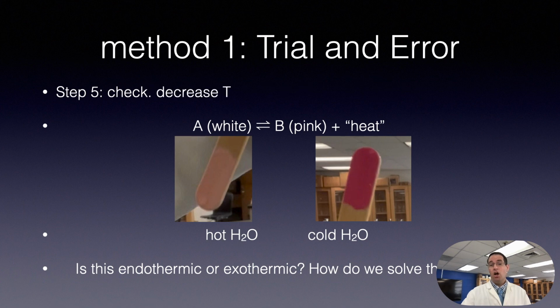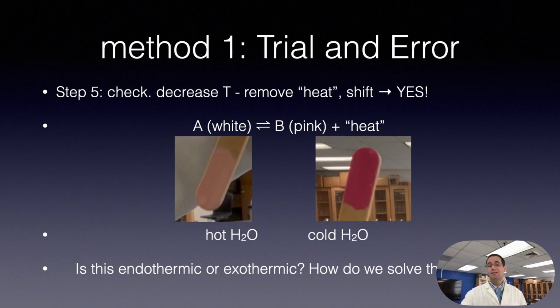Also, check the cold temperature. This is how you do that. If we decrease the temperature, what happens? Well, we're removing heat in cold water, right? We're removing the heat, and so you shift towards the decrease. So this also is going to shift right, and that's correct. So we figured it out. Now that we know heat is on the right of the equation, we can say it's an exothermic reaction.